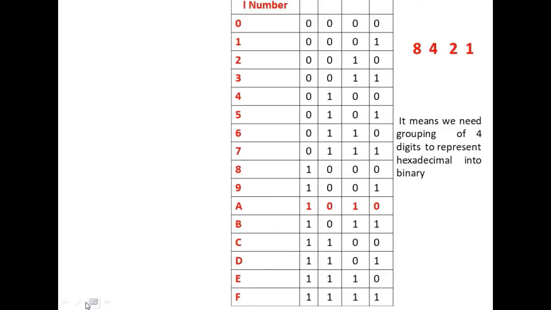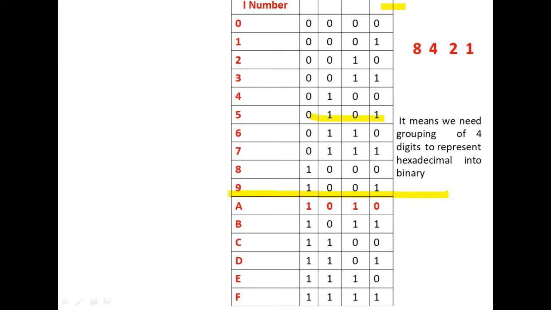Hexadecimal requires 4 digits, 1 2 4 8. So we have taken the weights as 1248. We know that any number can be represented using 1248. Up to 15 numbers we can calculate. So 0 to 9, no problem. For 0, all positions are 0. For 5, the 4 and 1 positions should be 1. So 4 and 1 are 1, so 5 is 0 1 0 1.